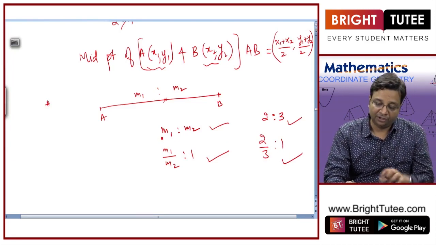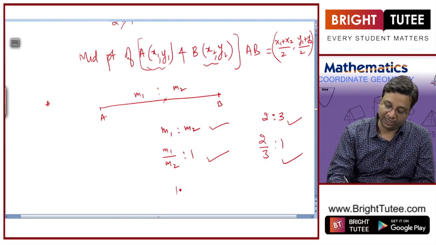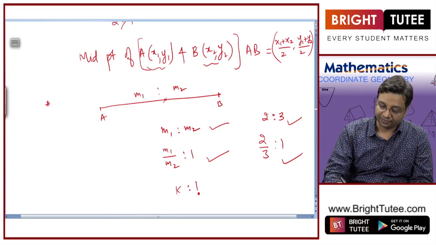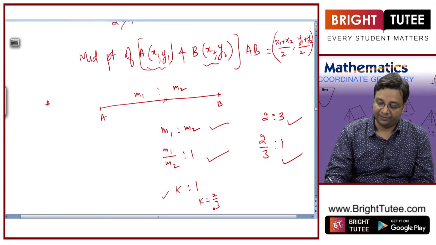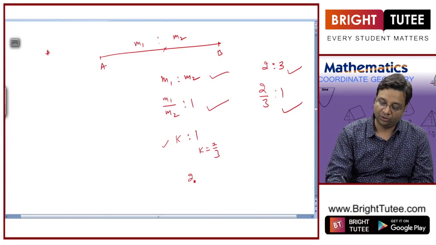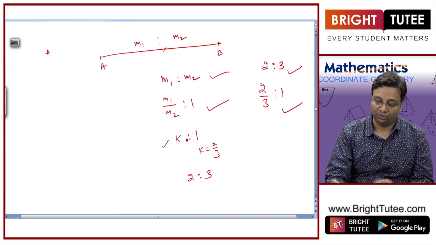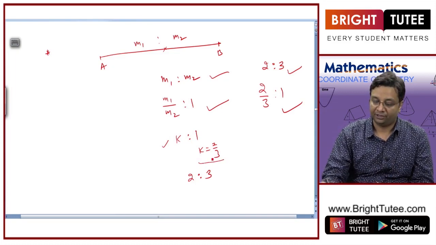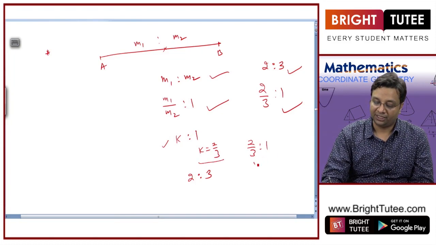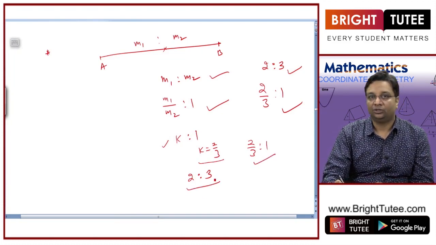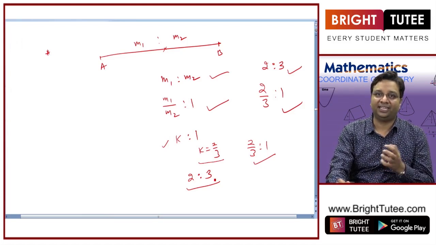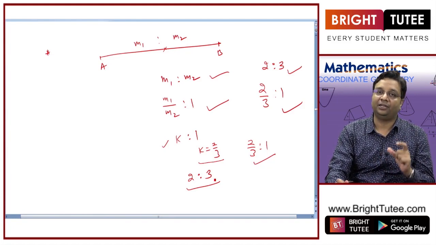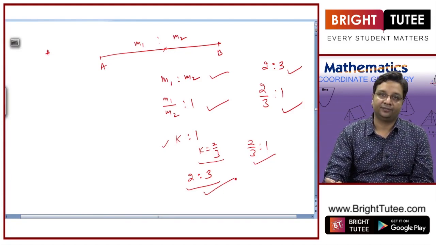So while assuming the ratio, we can assume the ratio as k is to 1 always, right? And then let us say we get the value of k as 2 by 3. Then the final ratio is 2 by 3 is to 1, which is nothing but 2 is to 3, right? So just to simplify the question, rather than assuming m1 is to m2, we can always assume k is to 1. And then finally, when we get the value of k, we can write the ratio like this, right?